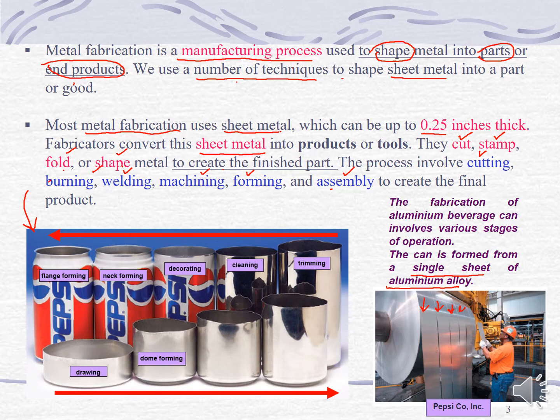The process of making a beverage can begins with a drawing process, followed by a dome forming process, and then a trimming process, cleaning process, decorating process, neck forming process, and the last process is the flange forming process. Even though this beverage can is a simple product, it still requires a number of manufacturing processes.